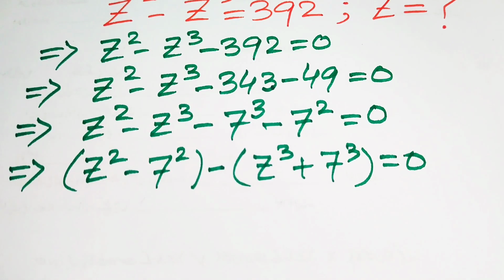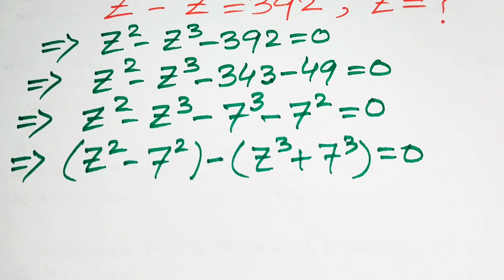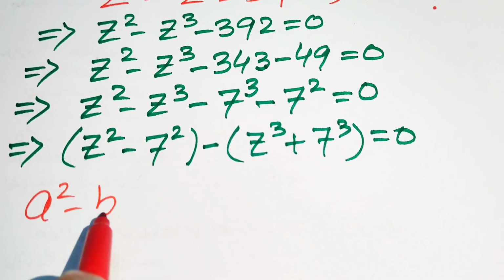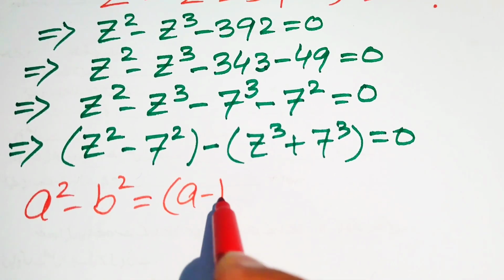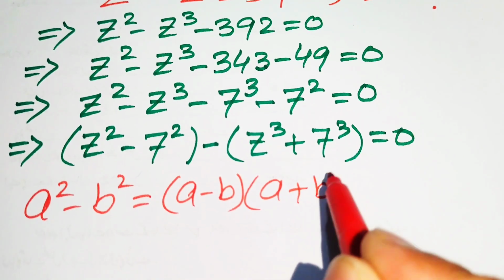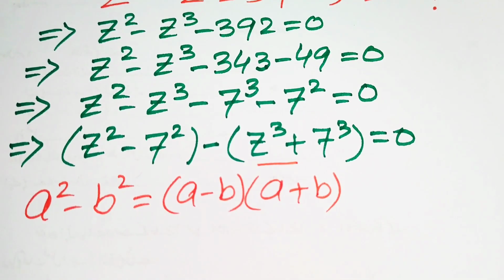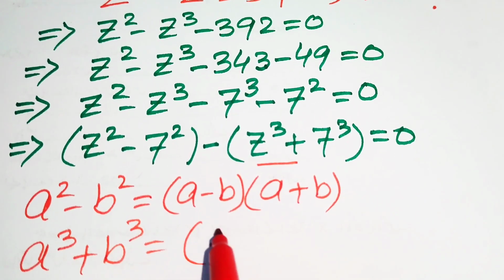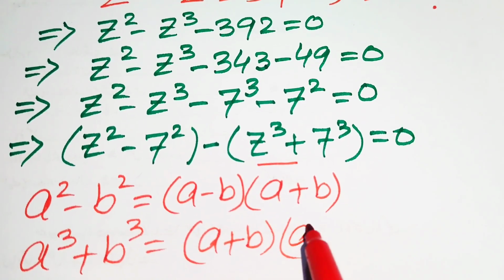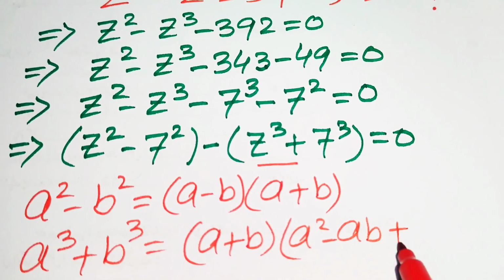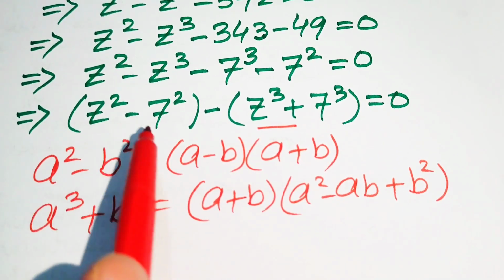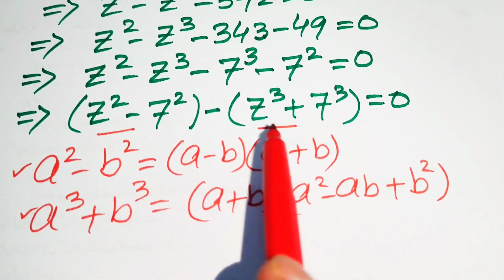So after that, to solve, in the next step we need two nice identities. One is the square identity and the other is the cubic identity. You know that a squared minus b squared equals a minus b times a plus b. And in order to solve this factor we need the cubic formula. You know that a cubed plus b cubed equals a plus b times a squared minus ab plus b squared. So we need these two formulas. The first is used on the first term and the second on the second term.